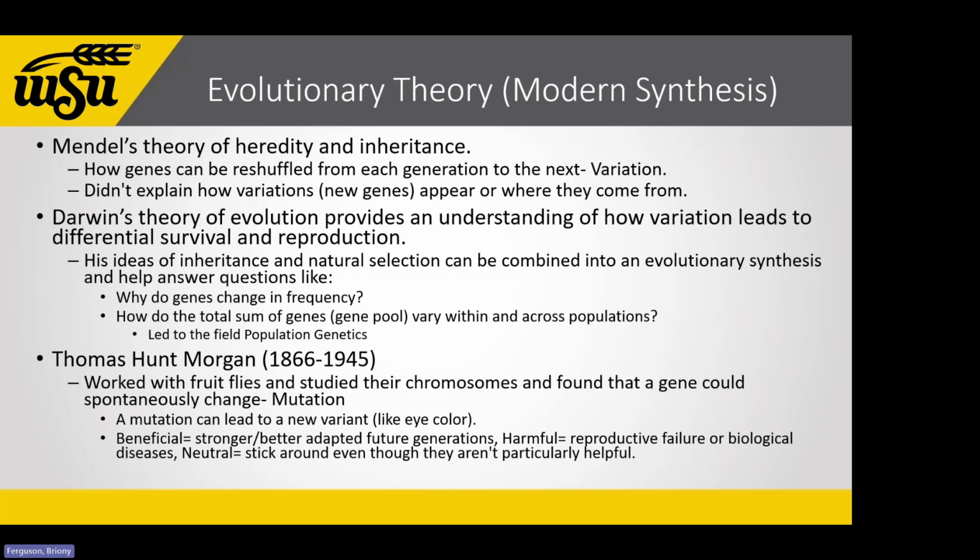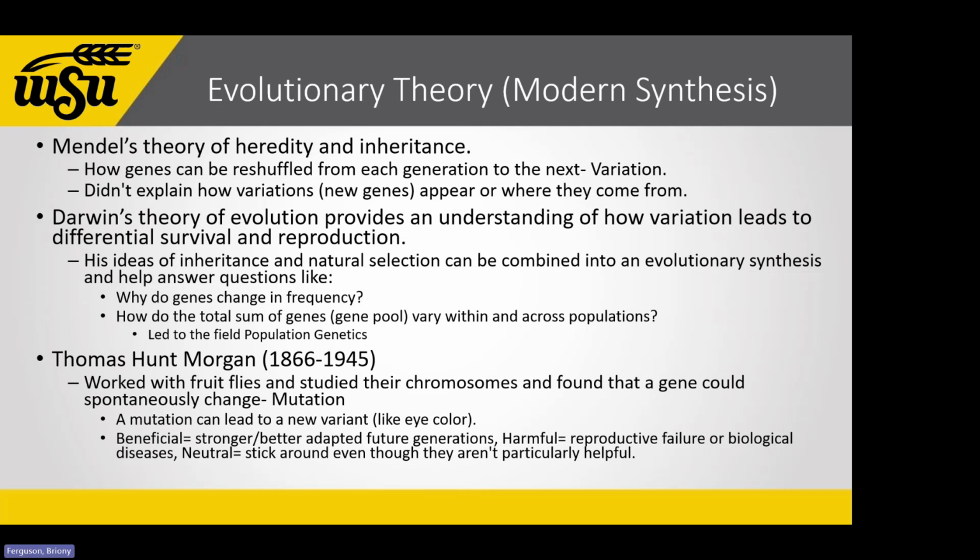We're also going to take some stuff from Darwin, obviously, his theory of evolution, which provides an understanding of how a variation leads to differential survival and reproduction. And this is really important to the modern synthesis because his ideas of inheritance and natural selection can actually be combined into kind of the first evolutionary synthesis. And it really helps answer questions like why do genes change in frequency? How do the total sum of genes or the gene pool vary within and across populations? And it actually led to an entirely new field called population genetics, which is still studied today.